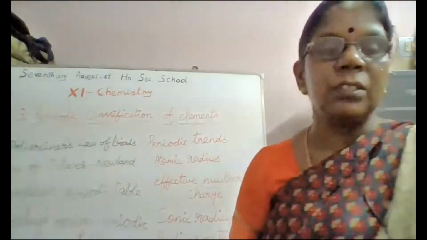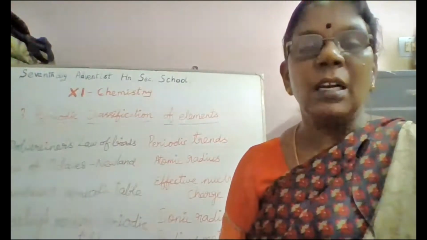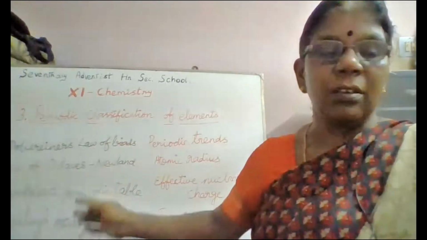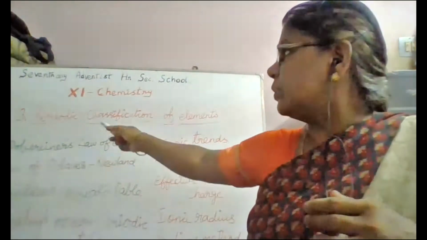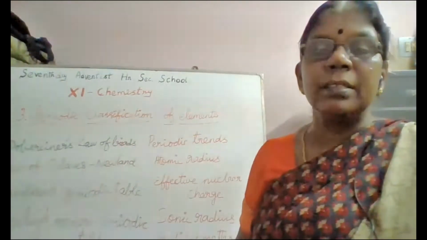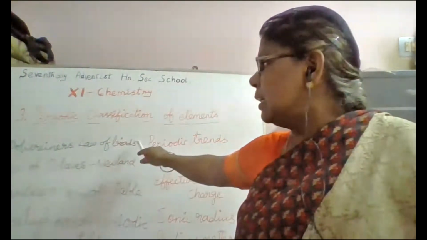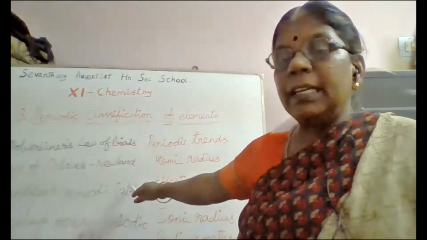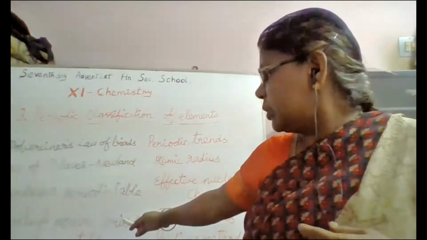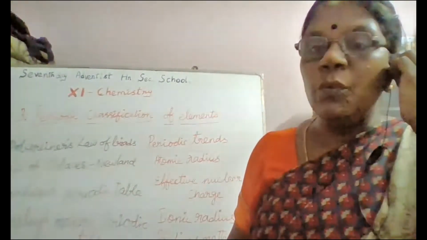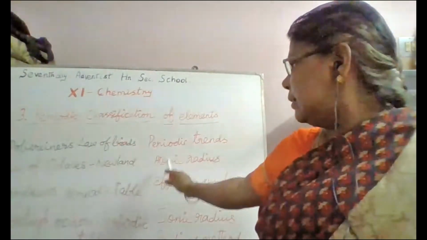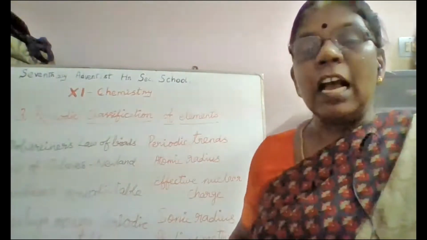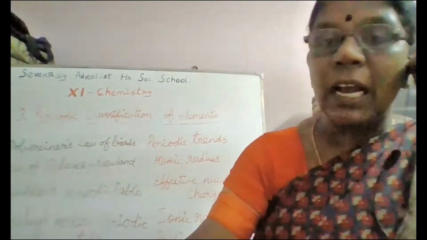Good morning, dear friends. We are going to face the October monthly test now. For this monthly test, you have this lesson also included, that is Unit 3, Periodic Classification of Elements, under which previously we studied Döbereiner's law of triads, Newlands' law of octaves, Mendeleev's periodic table, and Moseley's modern periodic table. Now we are going to see periodic trends, atomic radius, effective nuclear charge, ionic radius, and Pauling's method to find out the ionic radius.